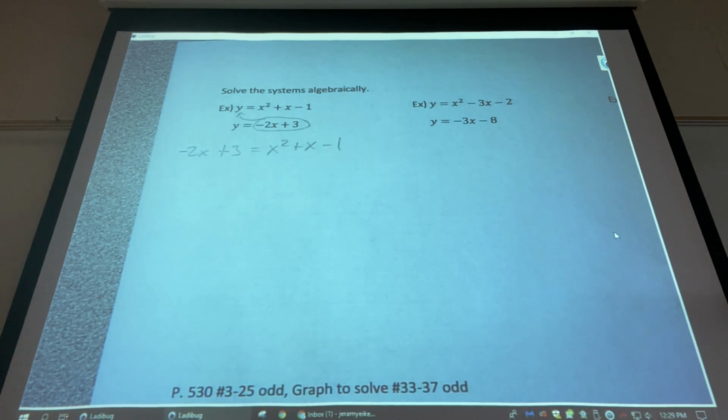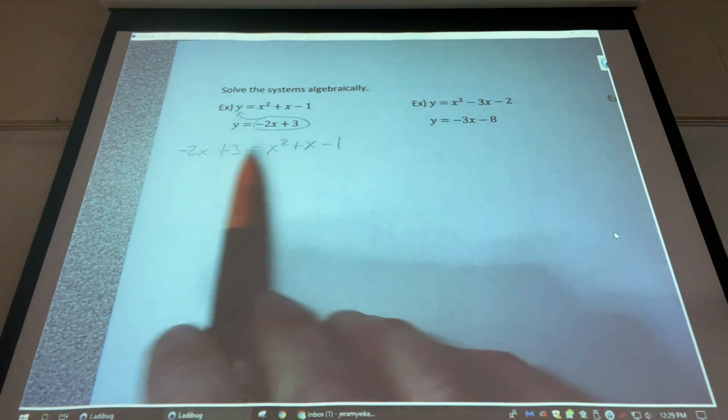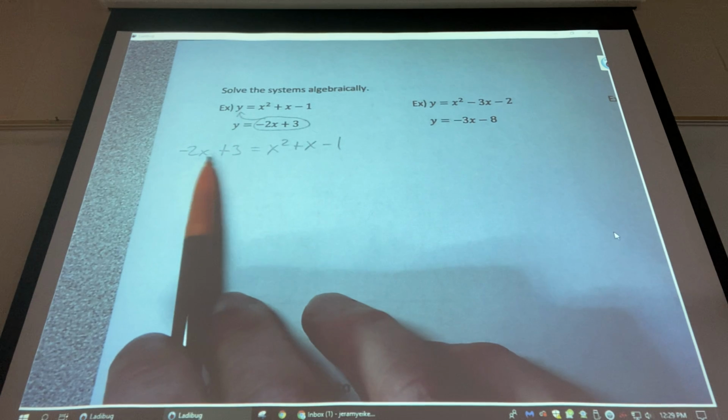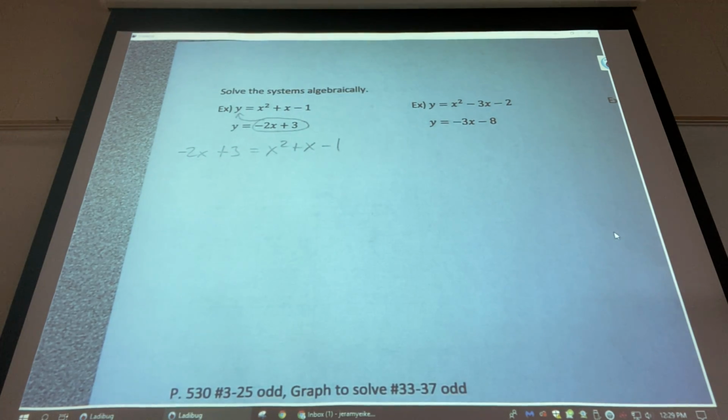To solve a quadratic, we might be able to do square roots, but don't we have extra x's? Can't solve it by square roots. We might be able to solve it by factoring, which I'll give you a heads up. We can solve this one by factoring. That's probably how we do it. But we could also do what we just learned, right, Kira? We could solve it by completing the square, but we could also solve it using the quadratic formula.